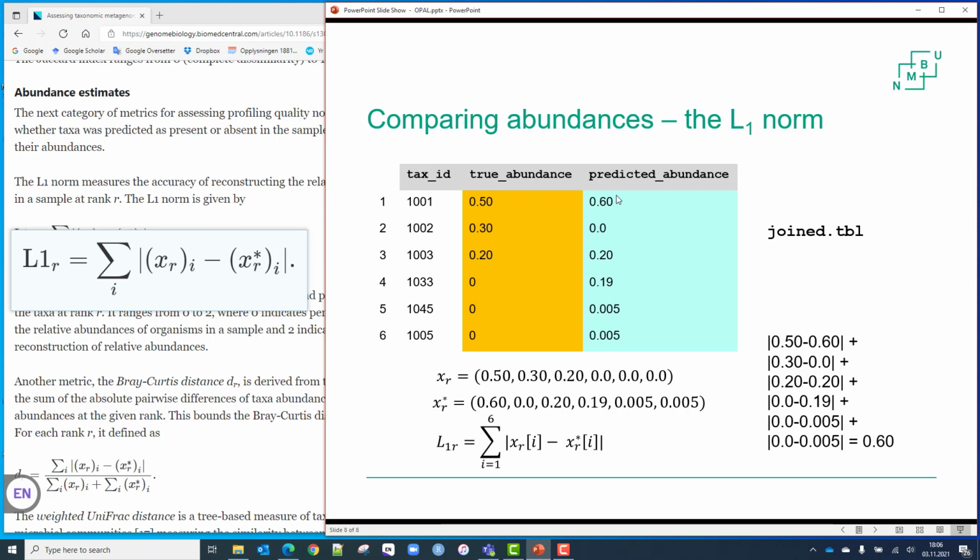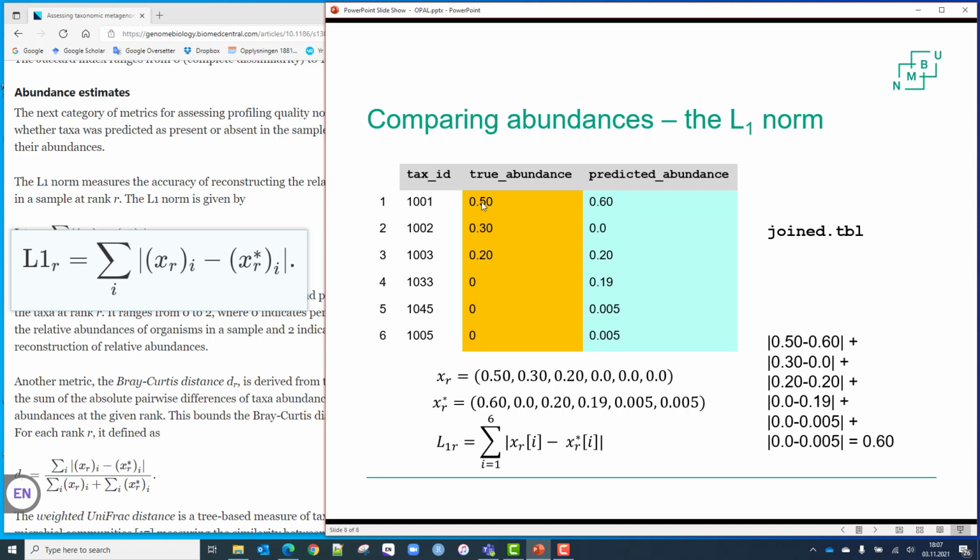And of course, if the abundances here were exactly the same as the abundances here, then all the differences will be 0 and the total sum will be 0. So if you have a perfect prediction over here, then the L1 norm becomes 0. That's the best you can have, right? The Manhattan distance of 0 means there is no distance, right? There is no difference between them. They are identical.